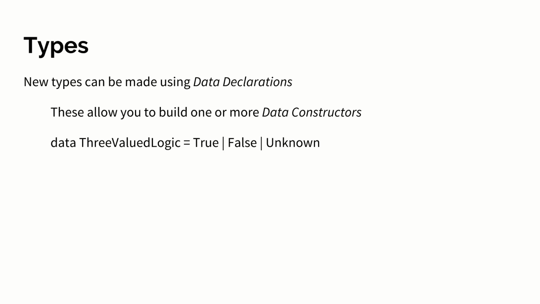We can declare new types in Haskell using data declarations. Data declarations not only allow you to name your own new type, but they allow you to define the potential values that may exist within that type. An example is shown here.